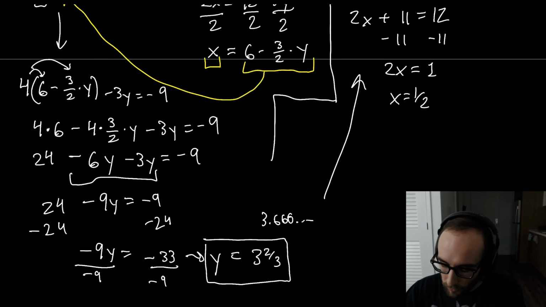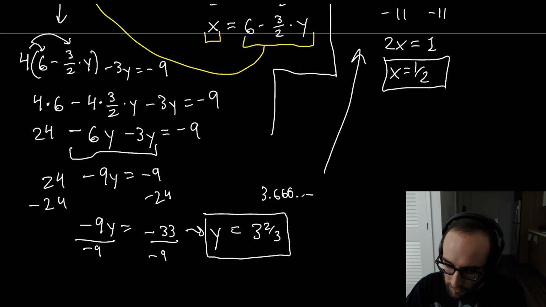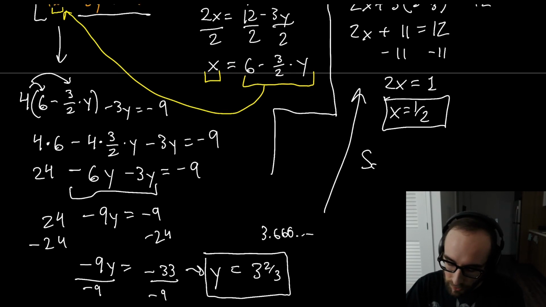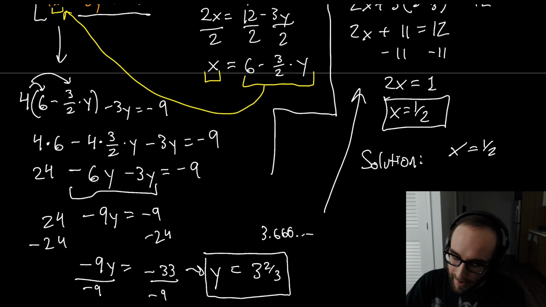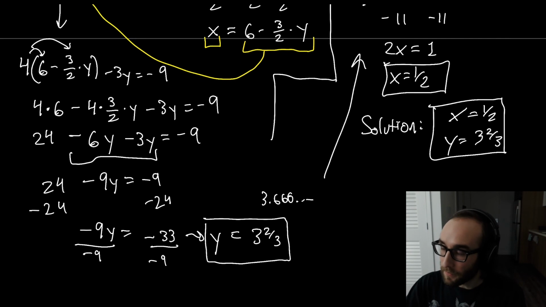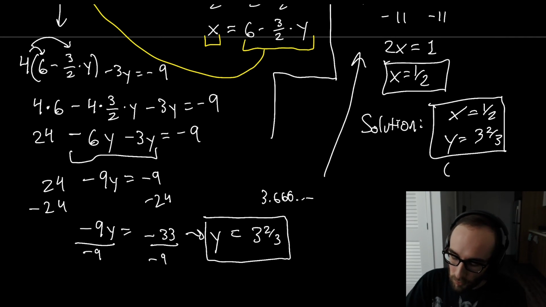Okay, great. So we found our y value, we found our x value. That means when writing our solution to this system of equations, our solution is x equals 1/2 and y equals 3 2/3. So making sure to write down both of those values. And again, we can also write it as an ordered pair, 1/2, comma, 3 2/3.